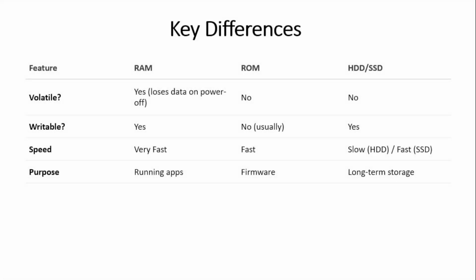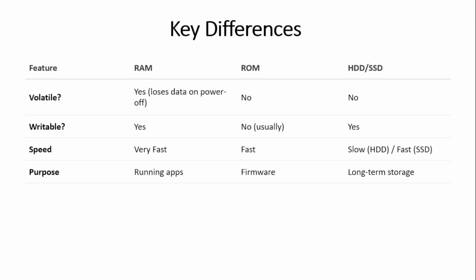Key differences between the RAM, ROM, and the HDD/SSD. Now, when it comes to the features, volatile. The RAM is very, very volatile. It loses data on power off, but the ROM does not lose its data on power off. The HDD and SSD do not lose their data on power off.